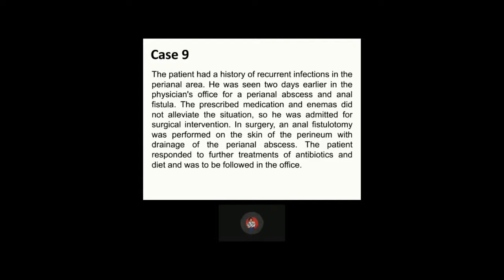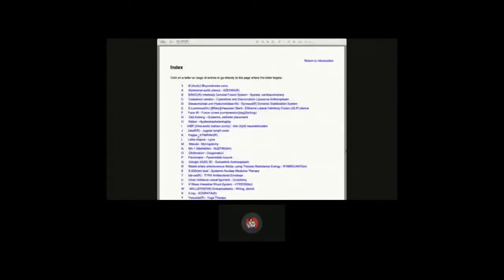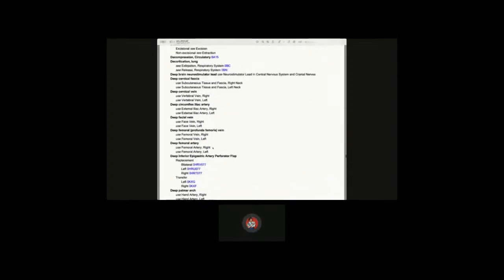So, of course, you know where we're going next: to our code manual. And I'm going to go back to the top, return to the introduction. And in the index, I'm going to start with the letter D for division.